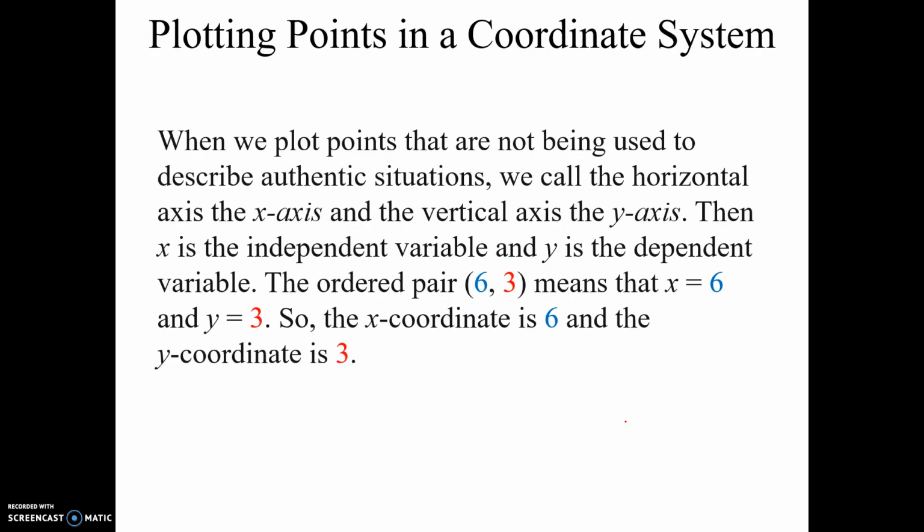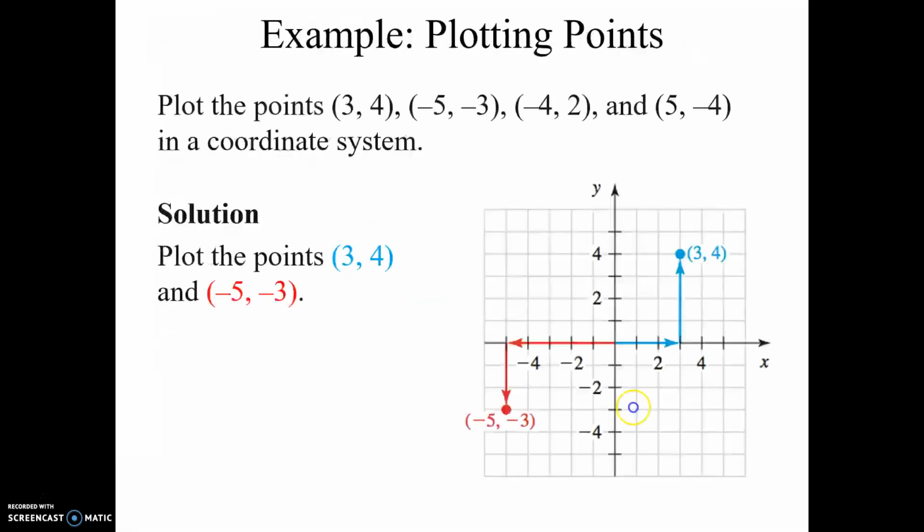When we plot points, we call them ordered pairs. And our ordered pair is always given in the form of x, y. The first number represents the x value, the second number represents the y value. So in this case, x equals 6, which means we will move 6 units to the right. And y equals 3, which means we move 3 units up. The x coordinate tells you how many units to move left and right, and the y coordinate tells us how many units to move up and down.